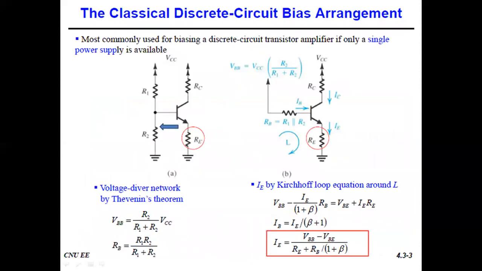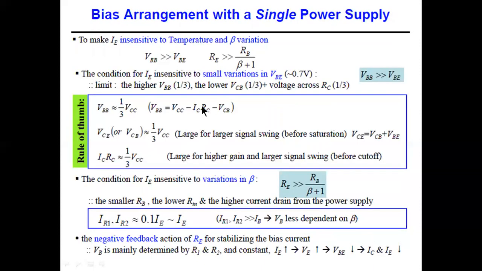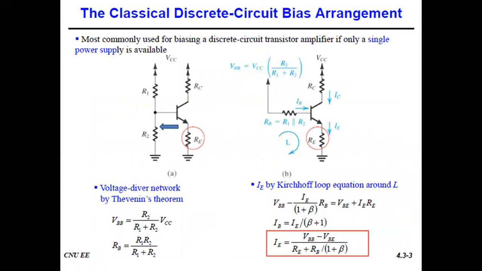So it just means that over here, the value of VBB will be 1/3. The voltage here is 1/3, the voltage between this and this is 1/3, and the voltage between this and this will be 1/3 of VCC. Voltage from here to here 1/3. Voltage from here to here 1/3. Voltage from here to the ground also 1/3.